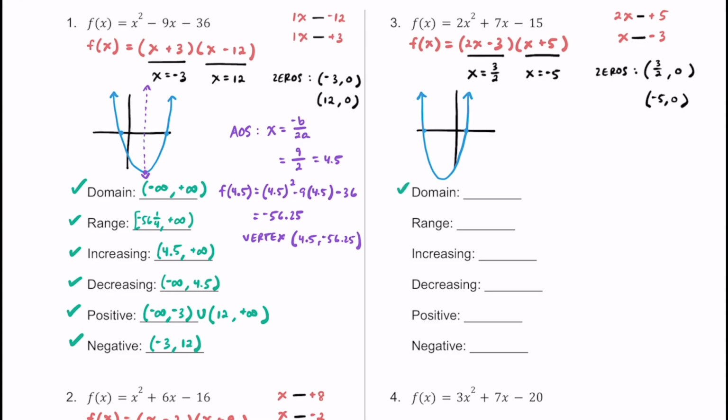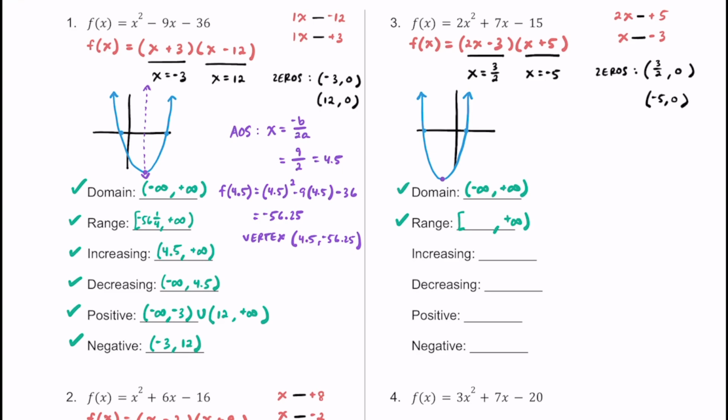So for the domain, just like for all quadratics, it's going to go to the left and to the right forever, so -infinity to +infinity. And then the range here is probably the one that takes the most amount of work. We have to figure out the lowest point, which is down here. And we know the highest point, it does go up forever. So we know that we're going to need a bracket on that lowest point, and then it does go up forever, so we're going to use parentheses there. Okay, so let's see if we can find out this lowest point.